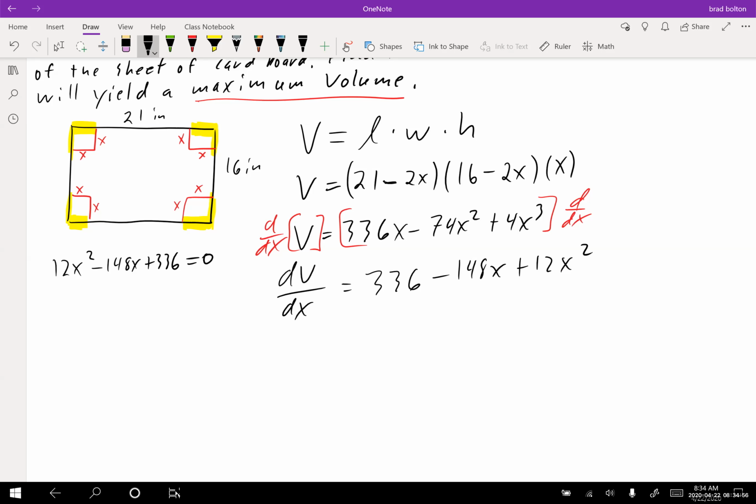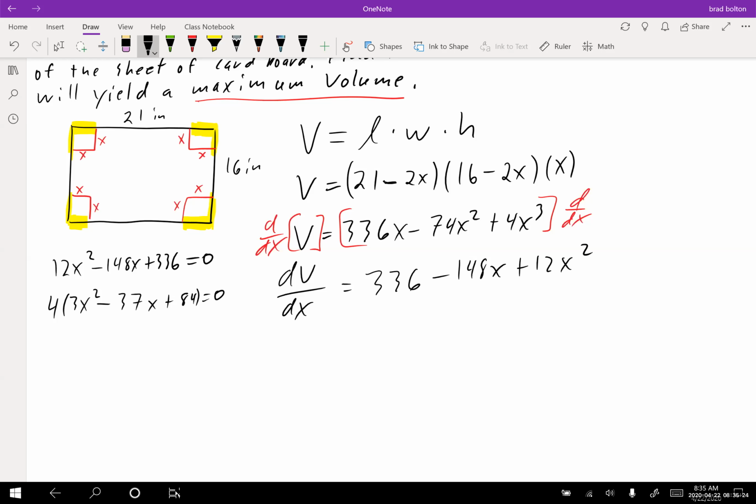We're going to factor out a 4, it looks like. They all have a 4 in common, so this will be 3x squared minus, oh geez, 148, take a 4, 148 divided by 4 is 37x, and then 336 divided by 4 is 84.